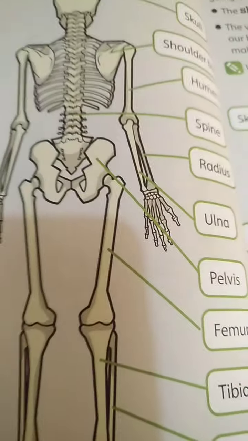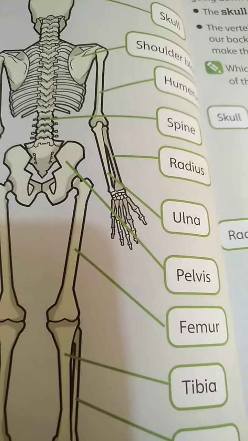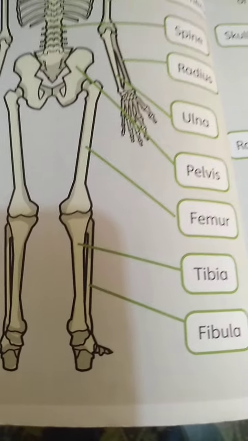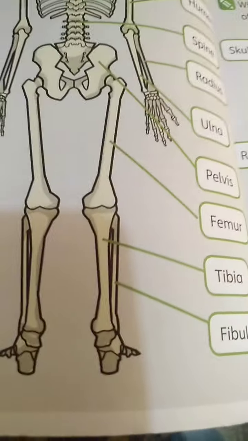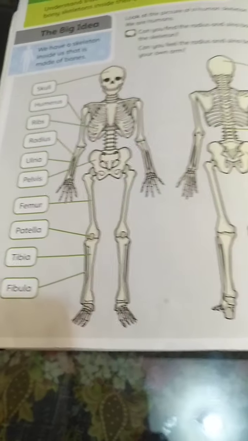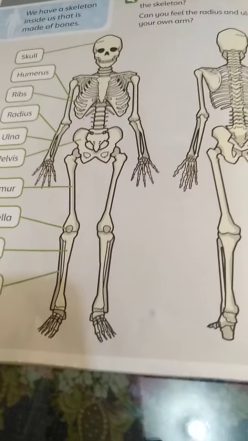Okay, then once again repeat with me. Radius is also there, ulna is there, then pelvis is there, femur, the longest thigh bone, we call it femur, then tibia is there, and the fibula is there. Okay, hope that you people are able to identify each and every bone of our body.